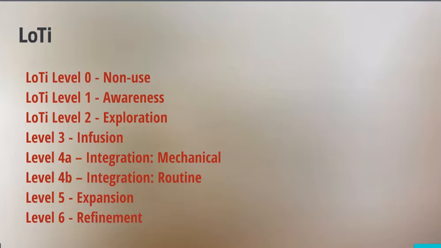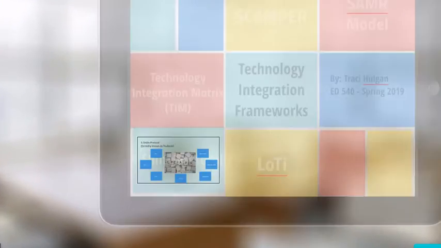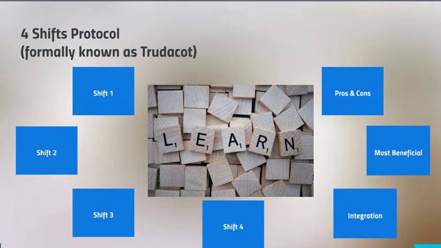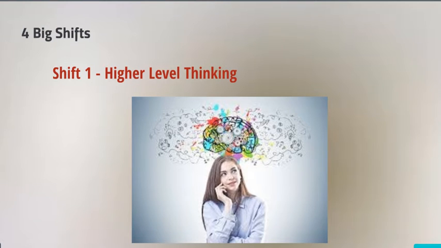All right, and the last one. Four Shifts Protocol, formerly known as Triple E. Shift one, higher level thinking. Students shift more to an engaging task of cognitive complexity, creativity, critical thinking, problem solving, and effective communication and collaboration.